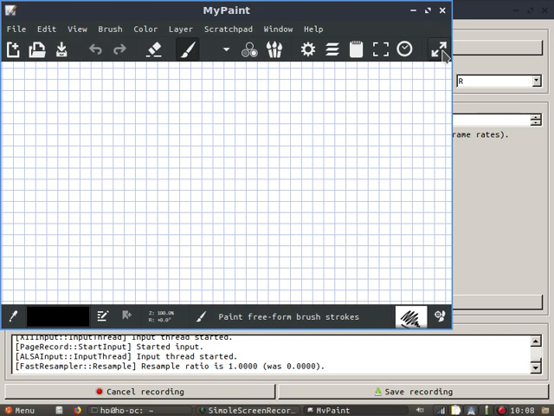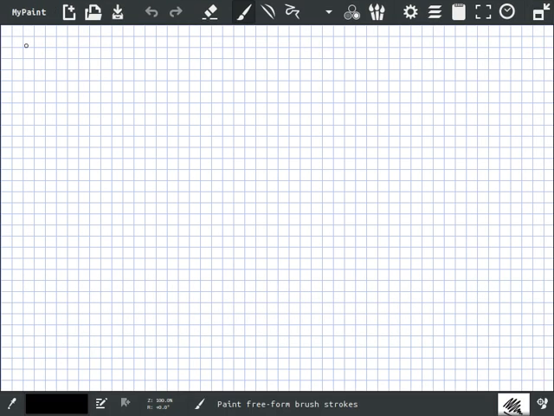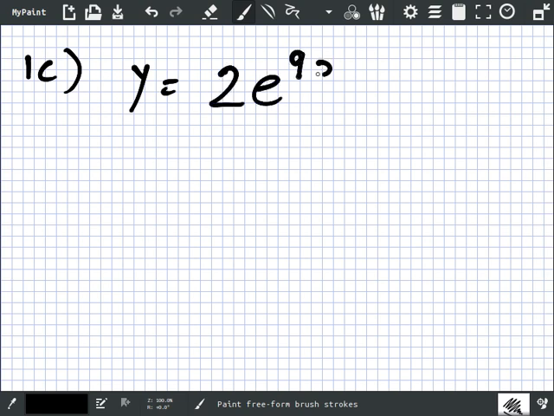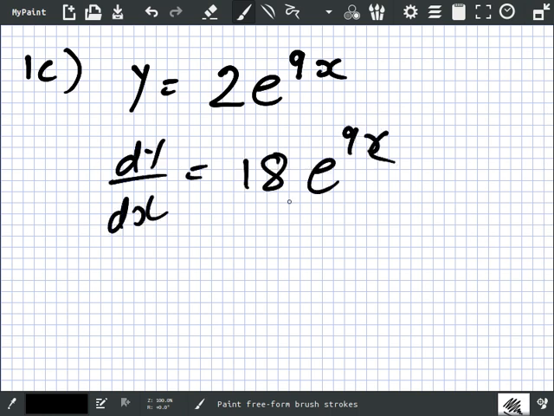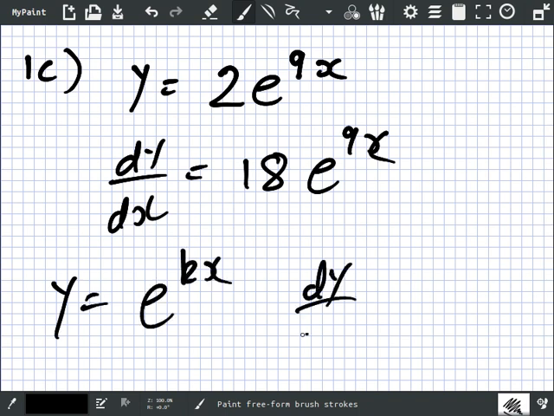Okay, can you open yesterday's lesson? We'll start with 1c. So you have y equals 2e^(9x). So the rule here is you bring the 9 down, and that's it. So we're using the rule y equals e^(kx), dy/dx equals ke^(kx).